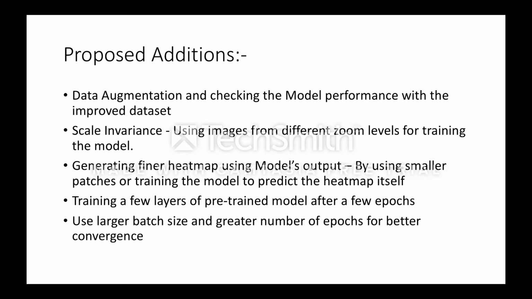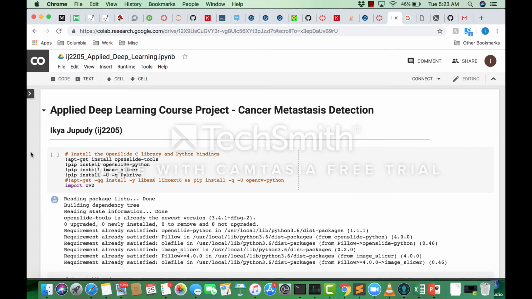And the last addition that I propose here is using a larger batch size and greater number of epochs for better convergence. So let me now take you to the code for this project I've been explaining so far. Let's quickly go through the components.